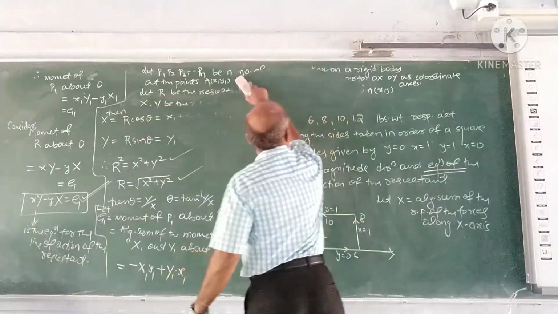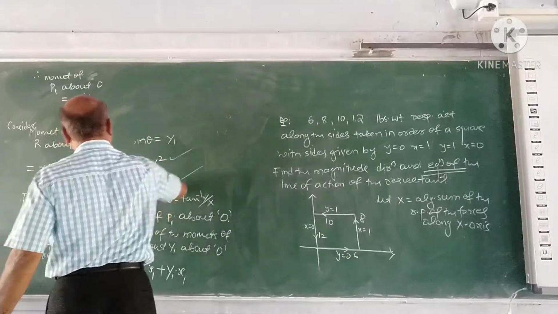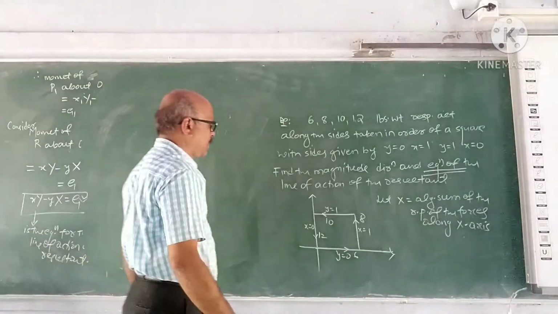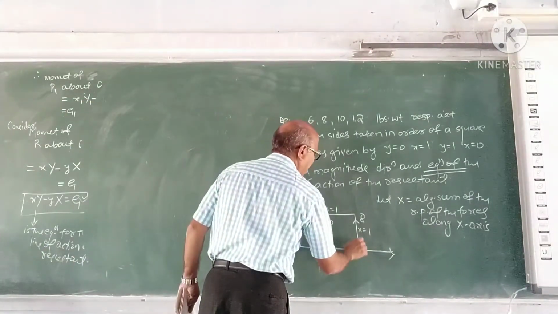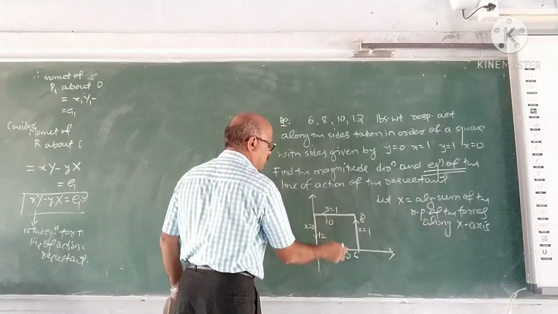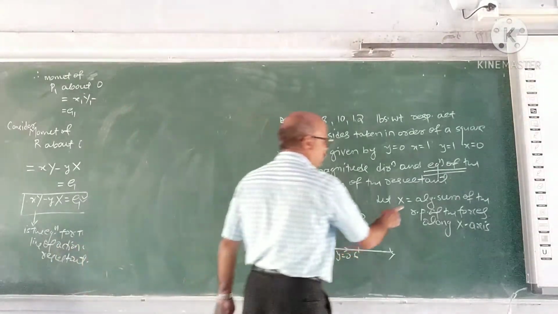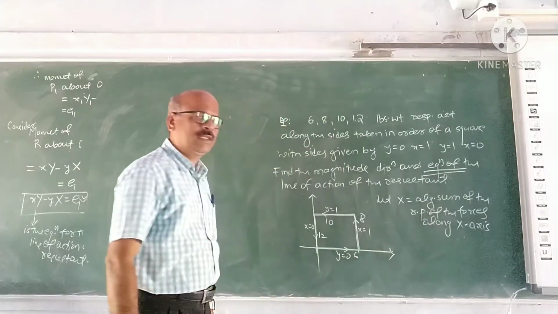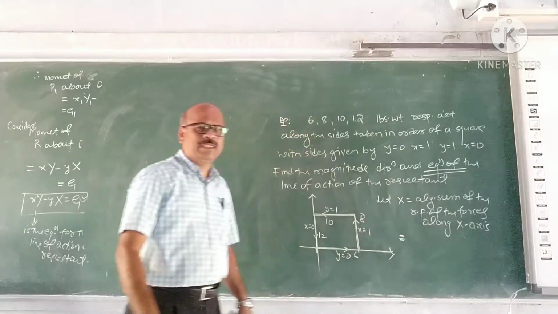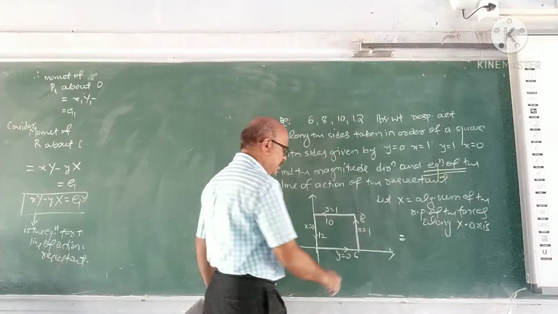Forces are like this. How do you find the resultant? Forces are acting around the square given by this. You know the equations of the lines: x is 1, y is 1, y is 0, x is 0. We find out capital X and Y first. X is the algebraic sum of the resolved parts of the forces along the x axis. Then, what is capital X? The algebraic sum of these resolved parts.